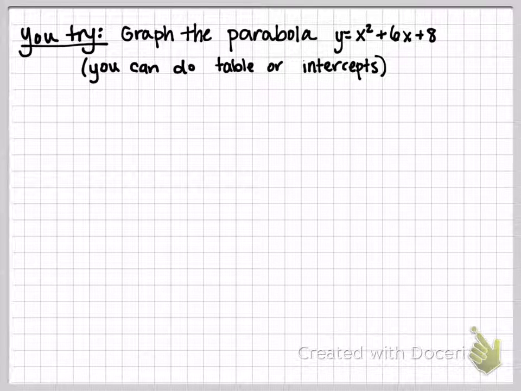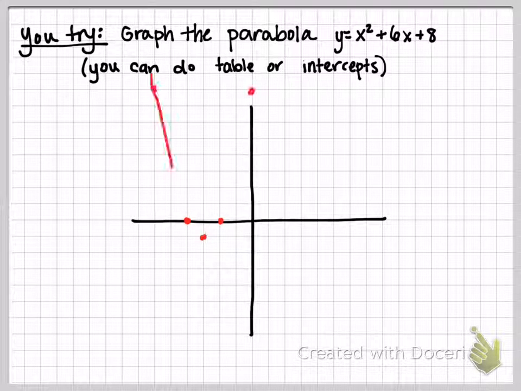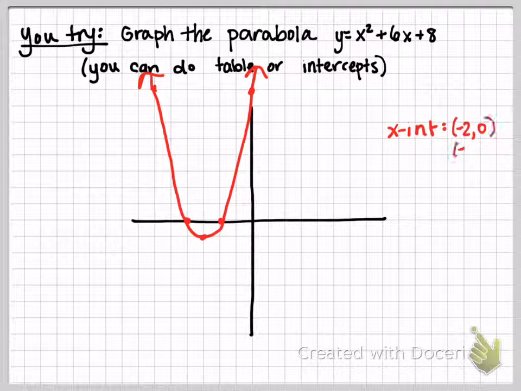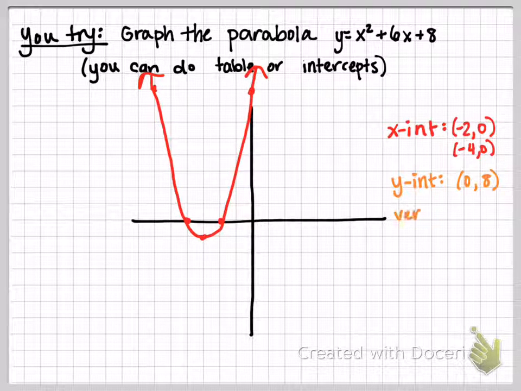All right, let's check and see what you did. So I actually solved this problem both ways, with intercepts and with tables, and this is the graph that I got. My x-intercepts ended up at negative 2, 0 and negative 4, 0. And my y-intercept was at 0, 8. And when I had my table, I realized my vertex was here at negative 3, negative 1. Alrighty. So that's what your graph should have looked like. If it didn't, maybe call your teacher over and see what happened to your graph, or try and look back at your notes and figure it out.